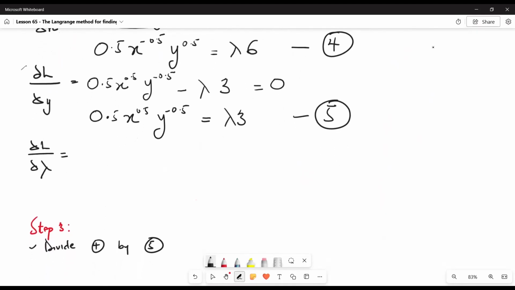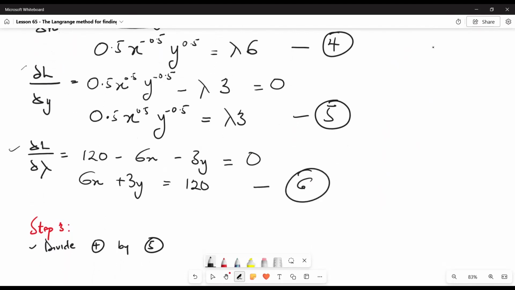And finally, we know that we have to differentiate our Lagrangian with respect to our lambda, which simply gives us the budget. So we have 120 minus 6x minus 3y being equal to 0. And this is the same as 6x plus 3y being equal to 120. Let's call this equation 6.